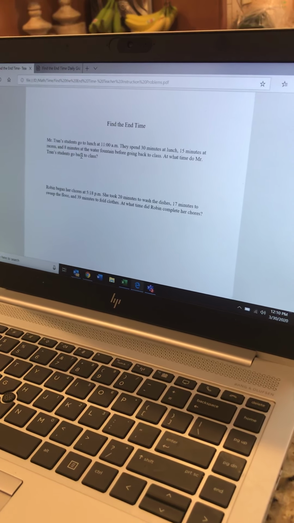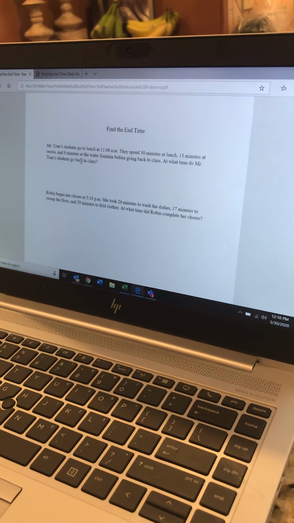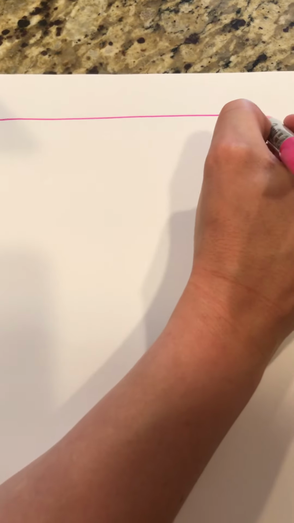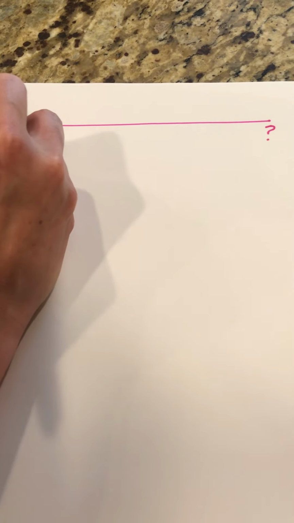So the best way to do this is going to be to draw a timeline. So I'm going to set that up for you. It's going to be an open timeline. So we're going to start with just a straight line going across. Now we're finding the end time. So this is the time that we don't know. We're going to start over here with the time that we do know. That's the starting time. So it says that the students go to lunch at 11 o'clock a.m.